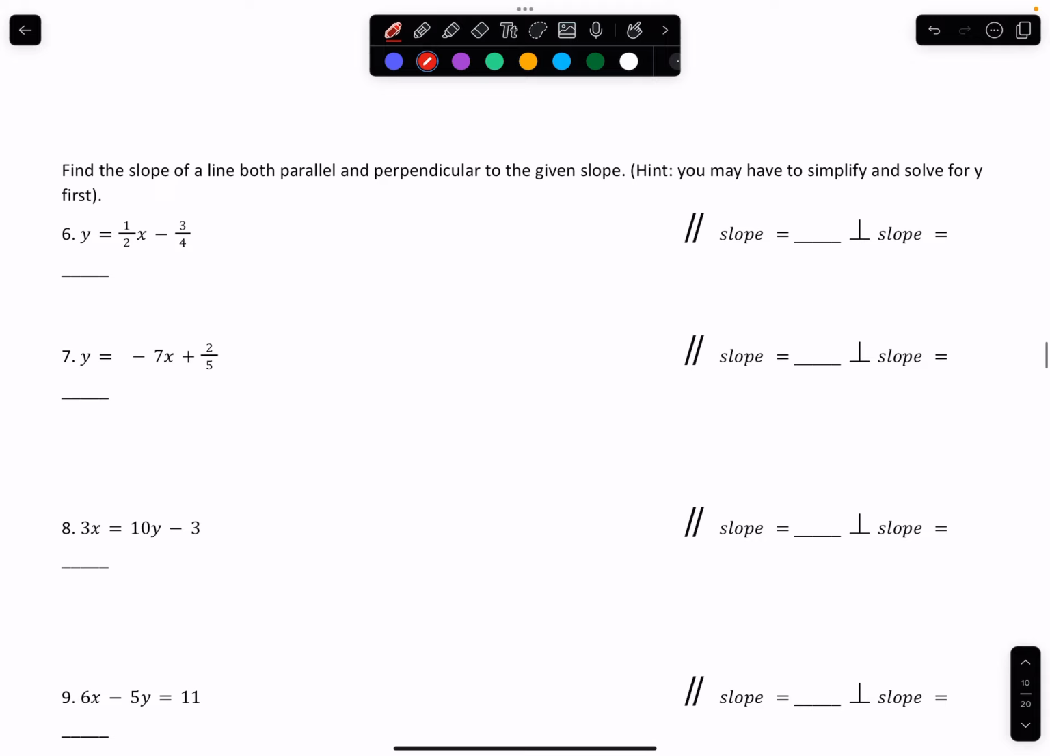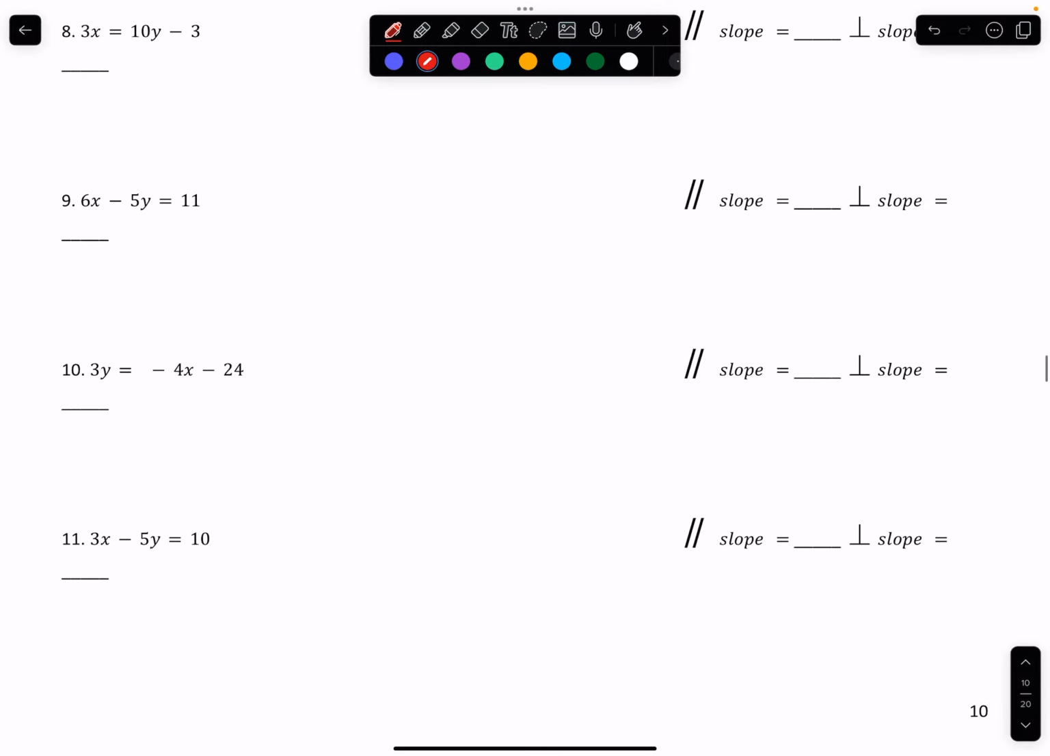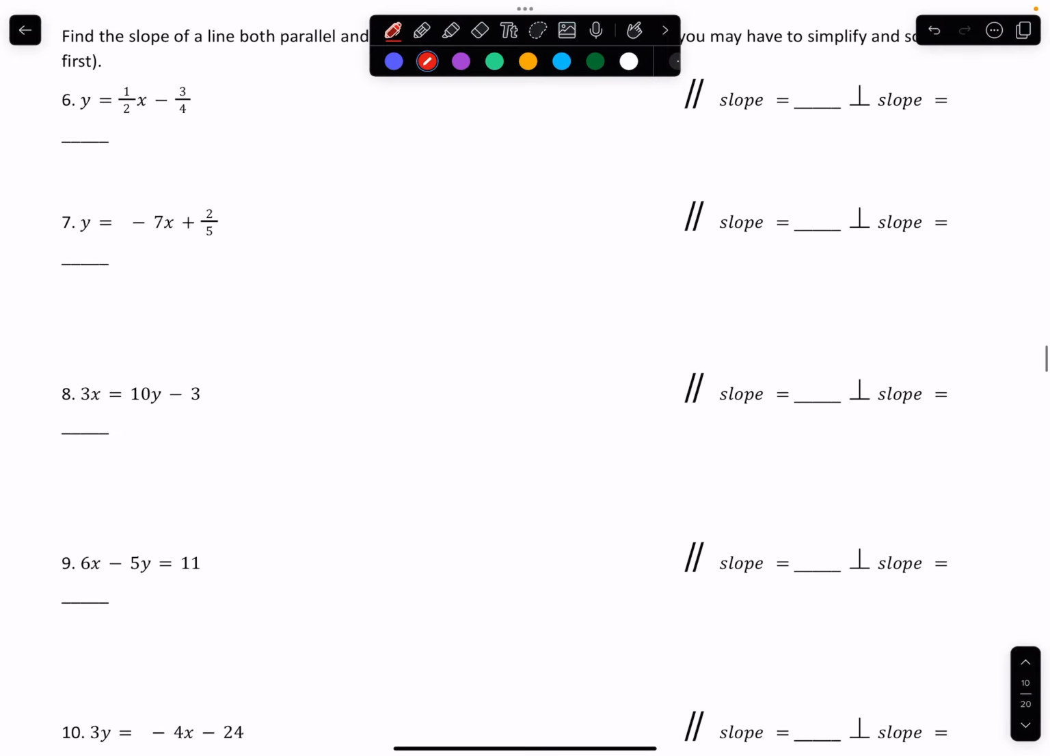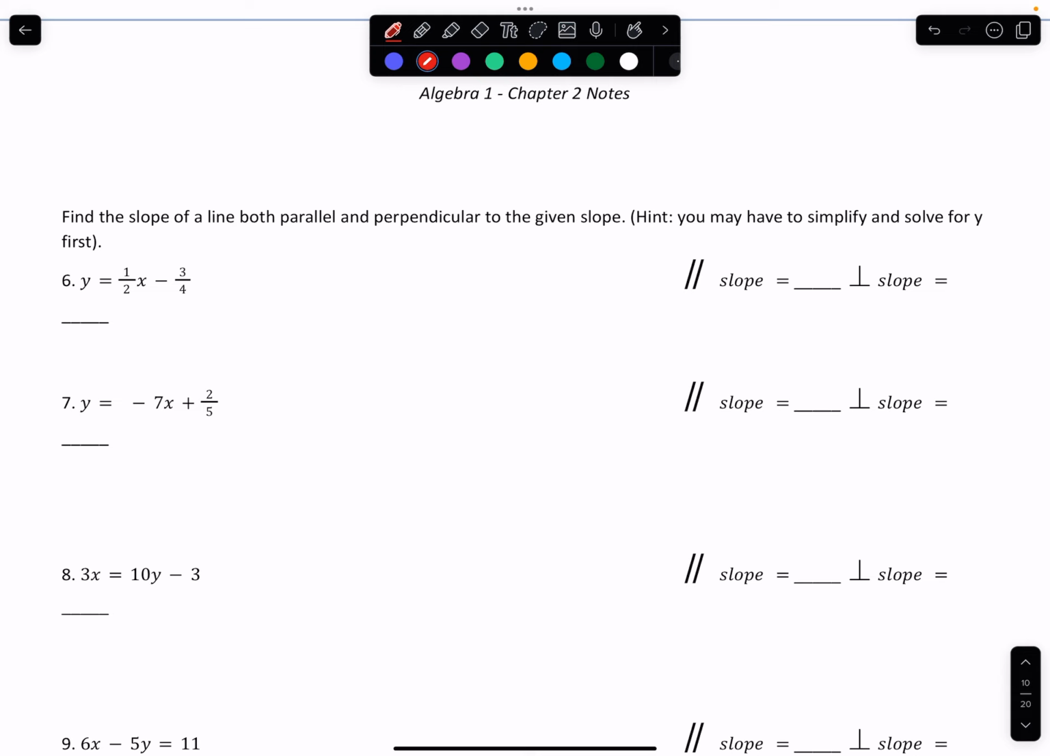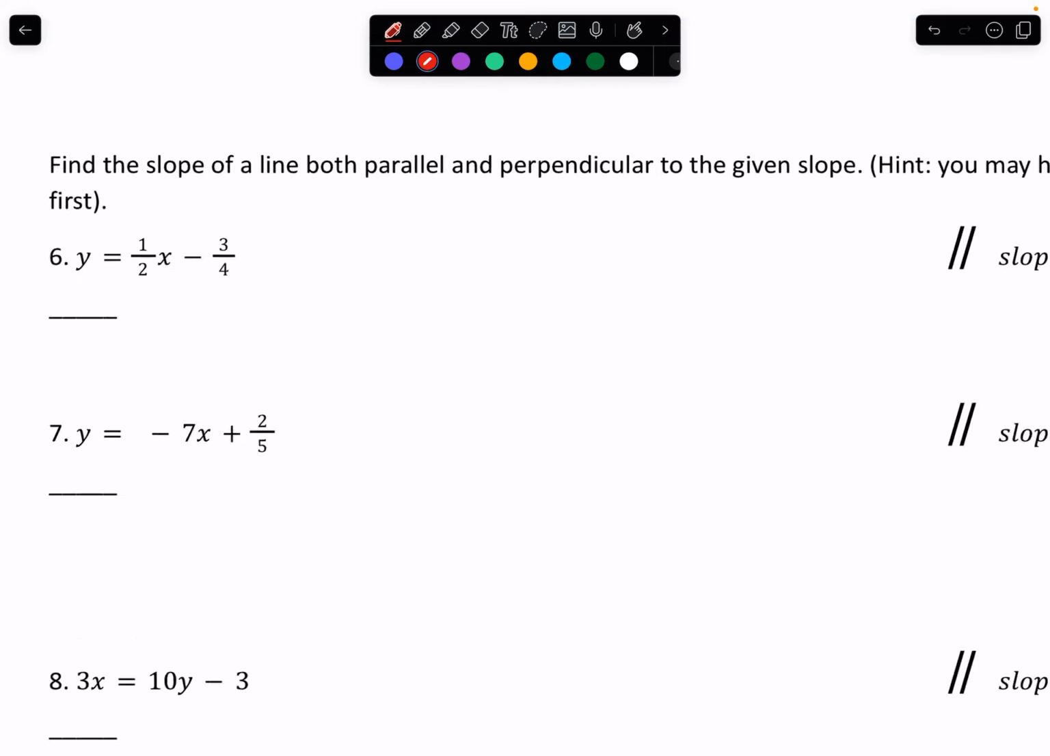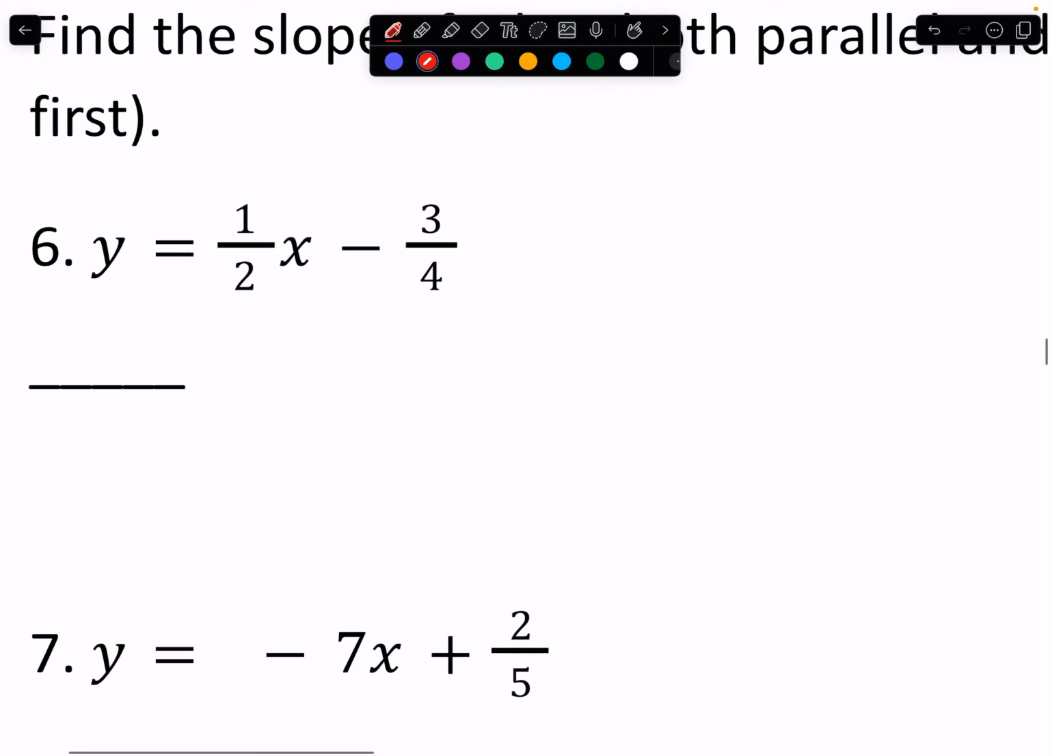All right, we'll do the first 3, and then I'm going to have you guys do the next 3 on your own. Sorry, this is all going back and forth. Find the slope of the line both parallel and perpendicular to the given slope. Hint, you may have to simplify and solve for y first. Okay, well, what is the slope of this line?